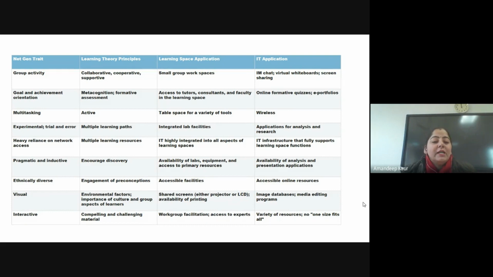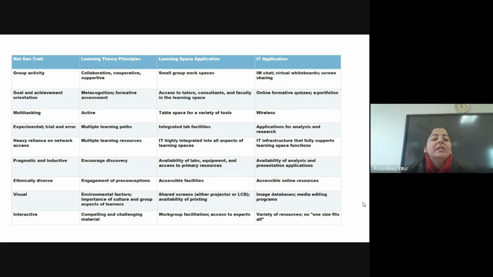So assess facilities are available, online resources are available, but how we are using those resources, that kind of information also needs to be flowing in a classroom environment. Visual, most of the learners nowadays demand visual kind of presentation. So the importance of culture and group aspects of the learner need to be considered.